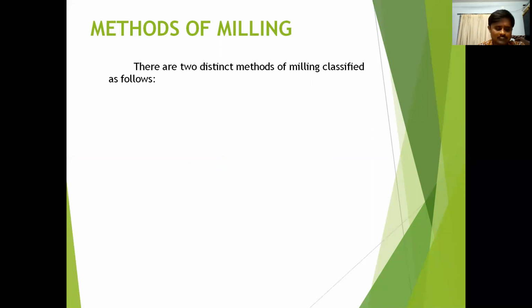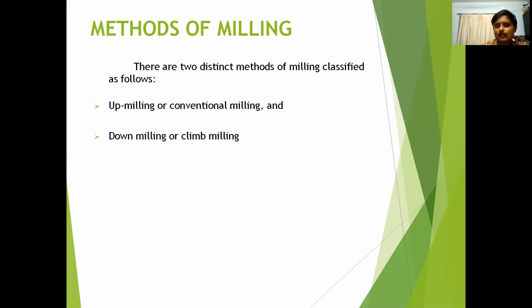So out of these three milling operations, you can select either face milling, end milling, or slab milling. So how we are going to give the feeding motion, how the workpiece is moving and how the cutting tool is going to be rotating, those are known as the methods of milling. There are two methods of milling. The first one is the up milling, or you can call it conventional milling, and the second one is the down milling or climb milling.